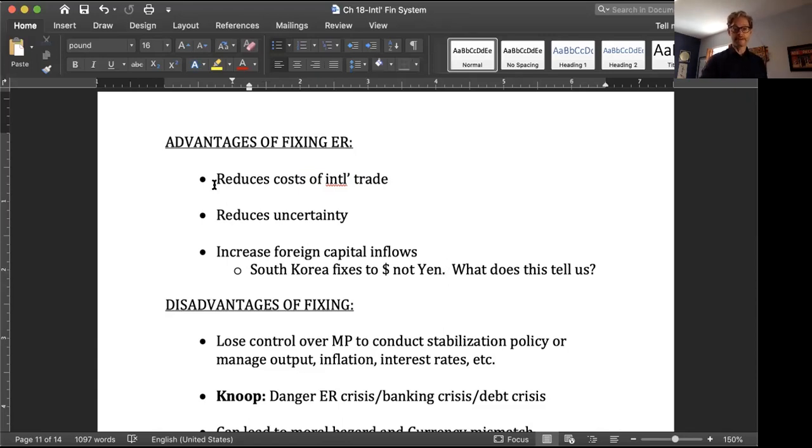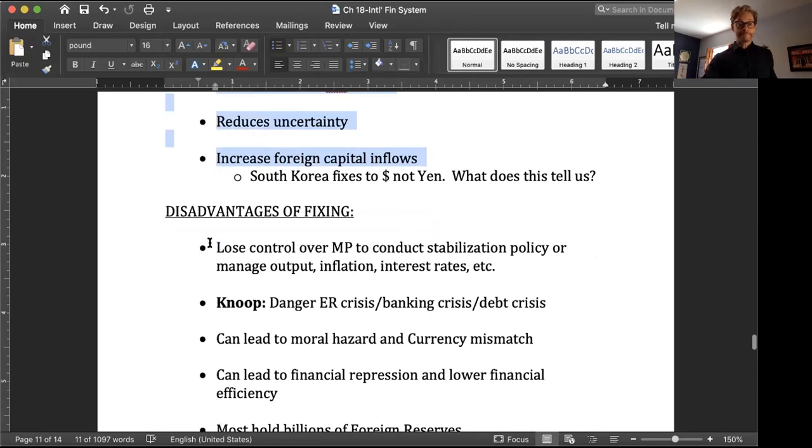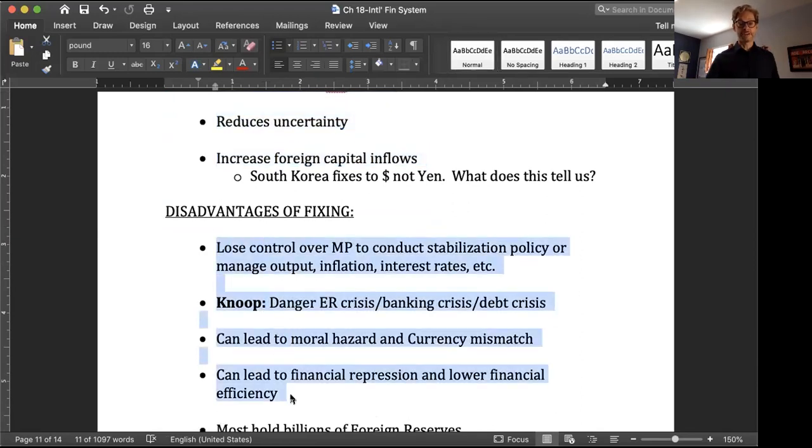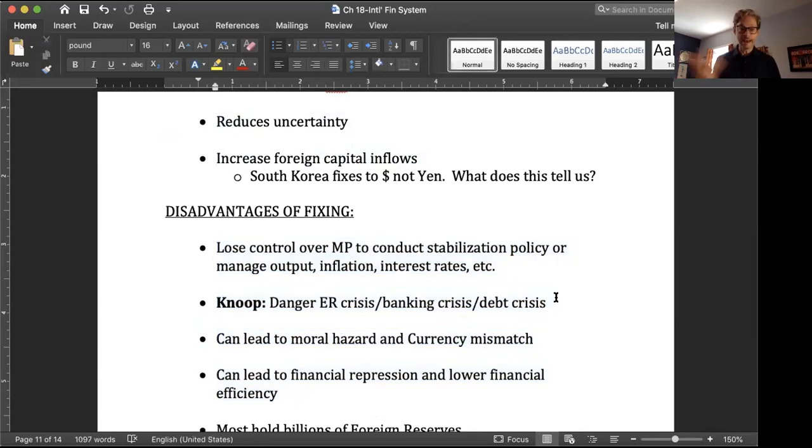So that's the advantage of fixing, right? It basically reduces uncertainty and facilitates trade and capital flows. But what are the disadvantages? You lose control over independent monetary policy. So you can't conduct stabilization policy or manage output or inflation or interest rates. If your exchange rate gets too overvalued, you could have a currency crisis and a debt crisis and a banking crisis, right? And we talked about that a minute ago, how letting your exchange rate get overvalued can lead to a crisis. It can also lead to moral hazard and currency mismatch.